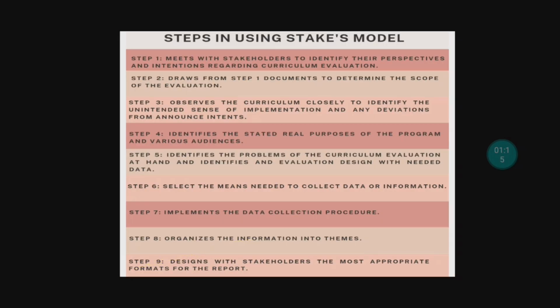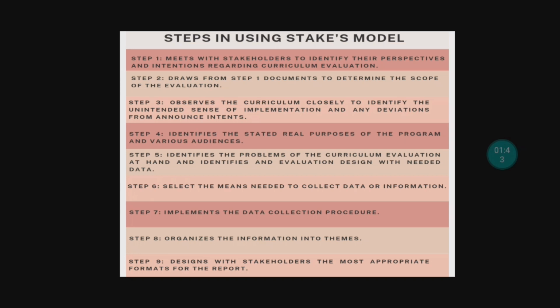So, step 1, meet with stakeholders to identify their perspectives and intentions regarding curriculum evaluation. Step 2, draw from the Step 1 documents to determine the scope of the evaluation. Step 3, observe the curriculum closely to identify the unintended sense of implementation and any deviations from announced intents.